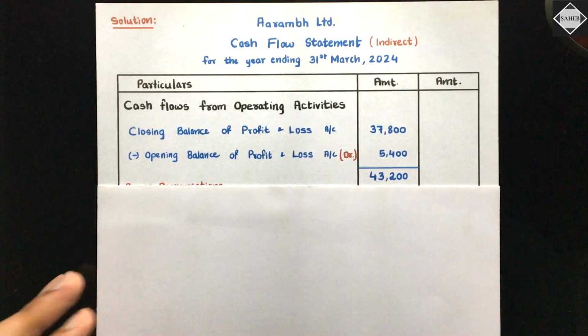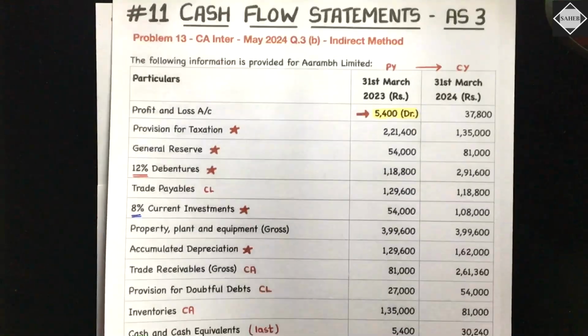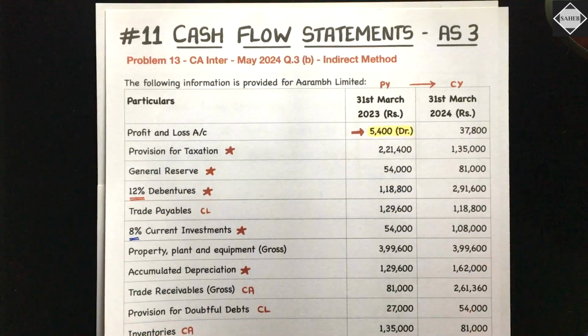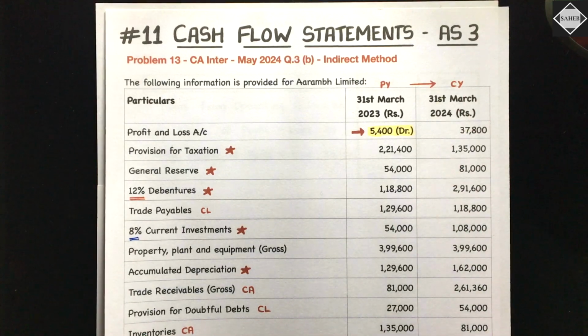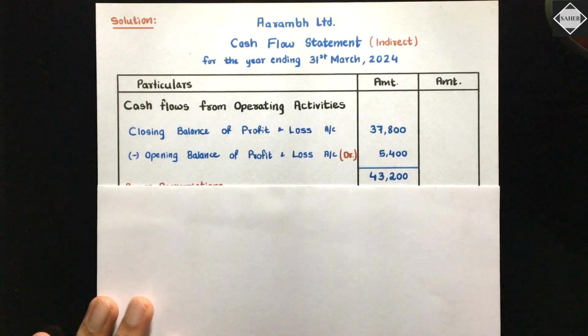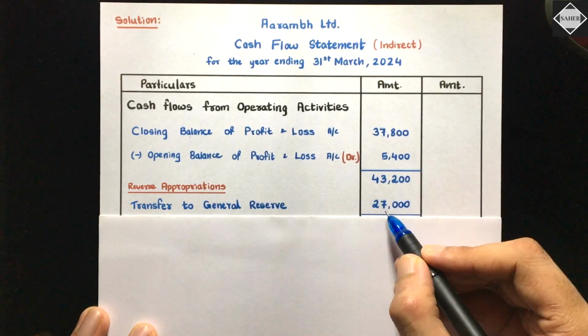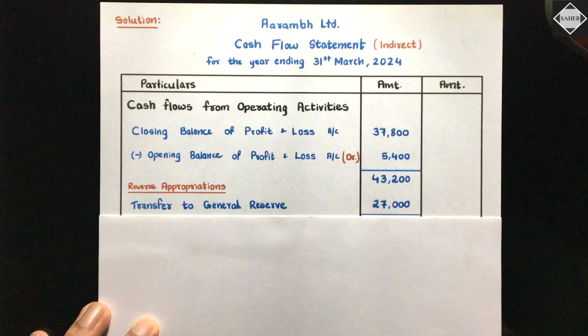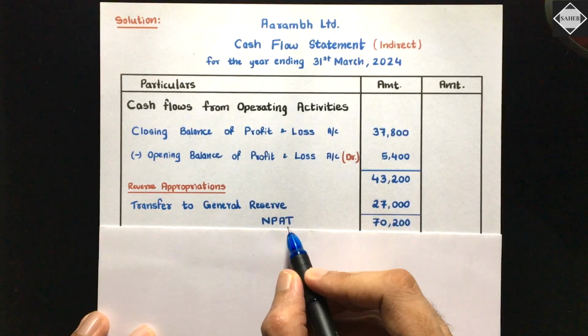Then we have to reverse all appropriations. You all know the first appropriation was general reserve. How much had we transferred? 27,000 into general reserve, isn't it? So that 27,000 we have to reverse now. Reverse the appropriation, transfer to general reserve. We will add it back. So that is equal to 70,200, which will be net profit after tax.